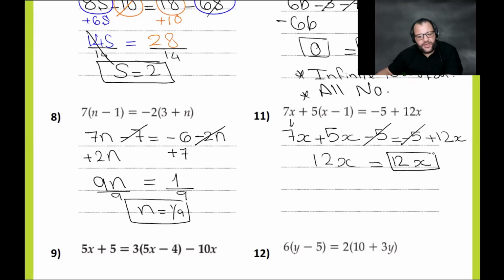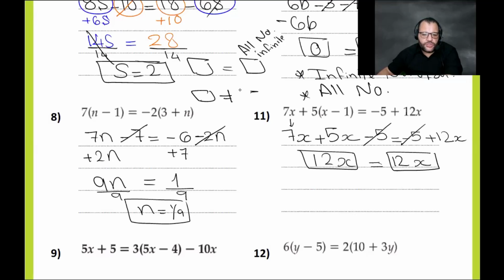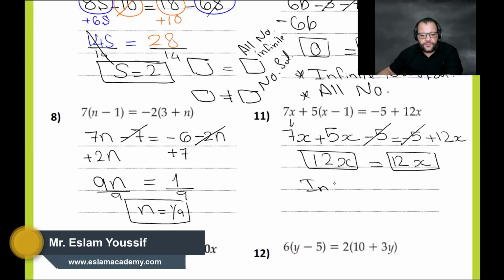If you find 12x equals 12x, what does it mean? There's no answer, it's infinite, right? No answer or infinite? Infinite. Left equals right, all numbers, or infinite number of solutions. If the left is not equal to the right, no solution. So this one would be infinite number.